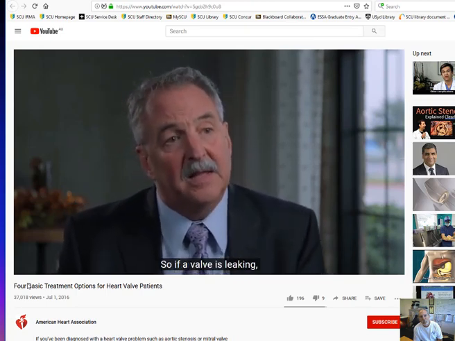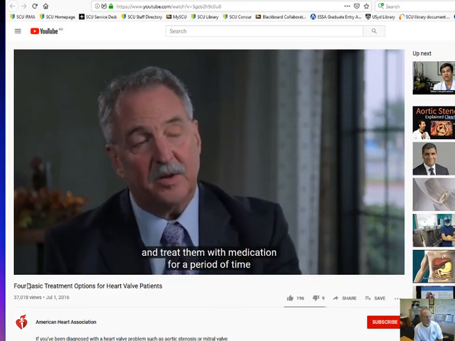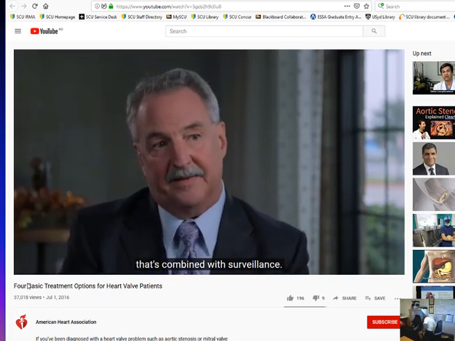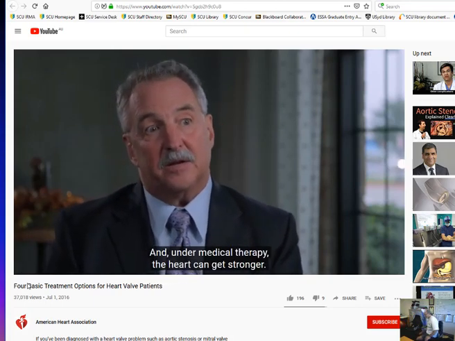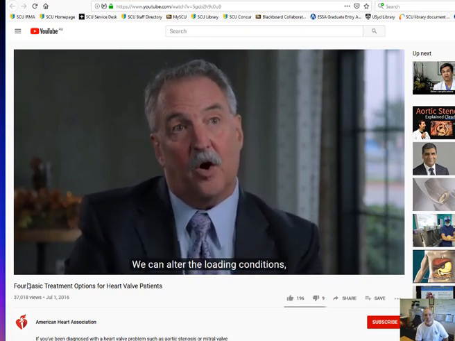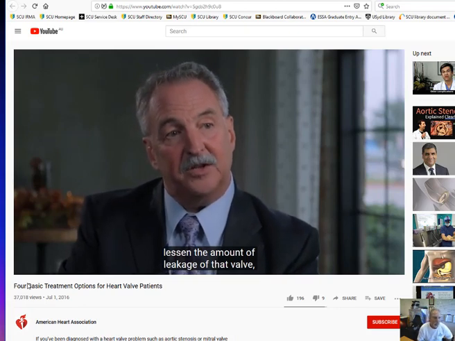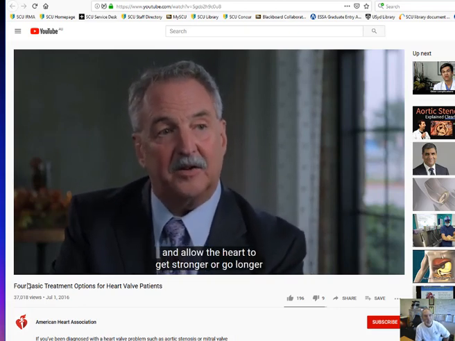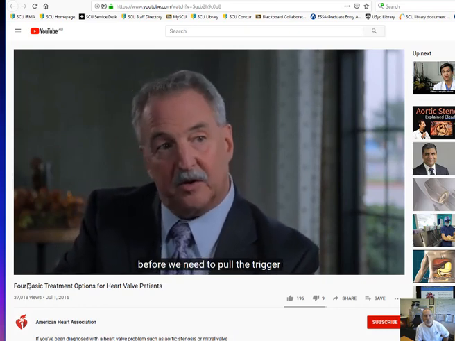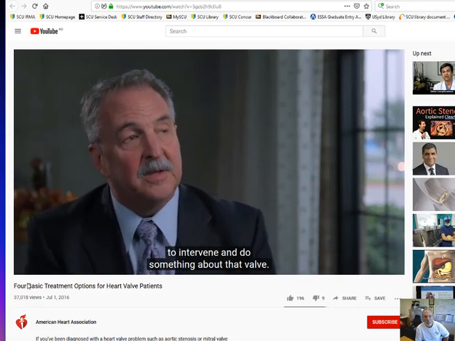So if a valve is leaking, there are medical therapies that we can put a patient on and treat them with medication for a period of time that's combined with surveillance. And under medical therapy, the heart can get stronger. We can alter the loading conditions, lessen the amount of leakage of that valve, and allow the heart to get stronger or go longer before we need to pull the trigger to intervene and do something about that valve.